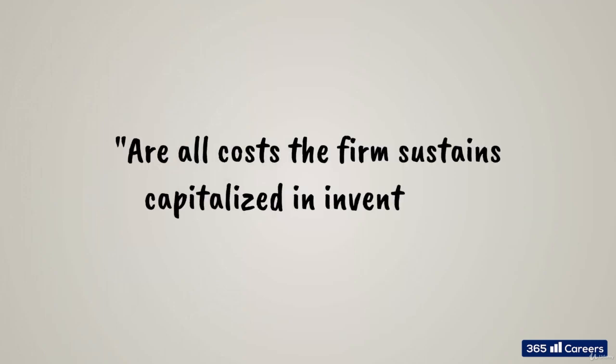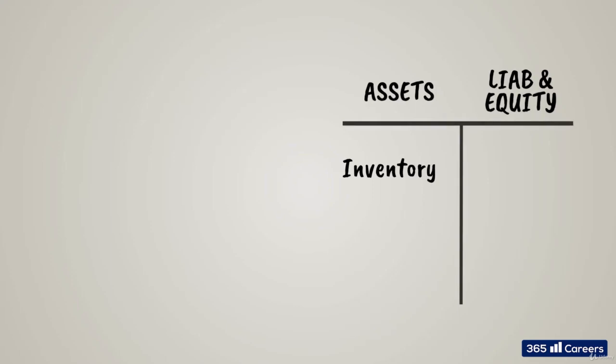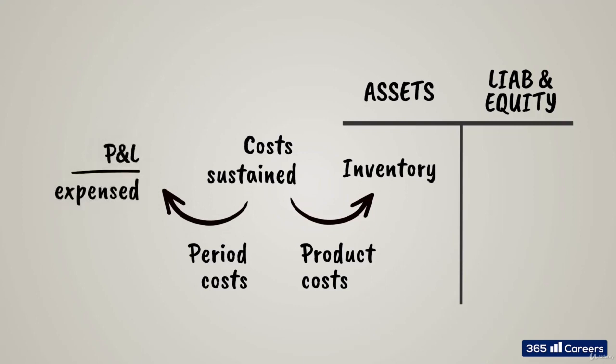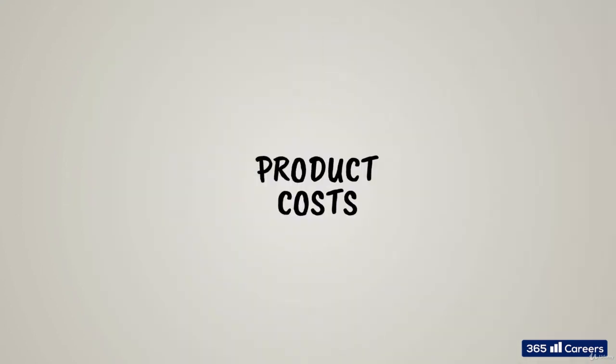Right. At this point, one can rightly ask, are all costs the firm sustains capitalized in inventory? We kind of mentioned it before, but let's say it even better here. Some of the costs will be capitalized and included in inventory when they are sustained. These are the product costs, expenses closely related to the creation of our product, the transformation necessary for it to be considered a finished good. Period costs are expensed directly, without being capitalized in inventory. They are directly registered when they are incurred.